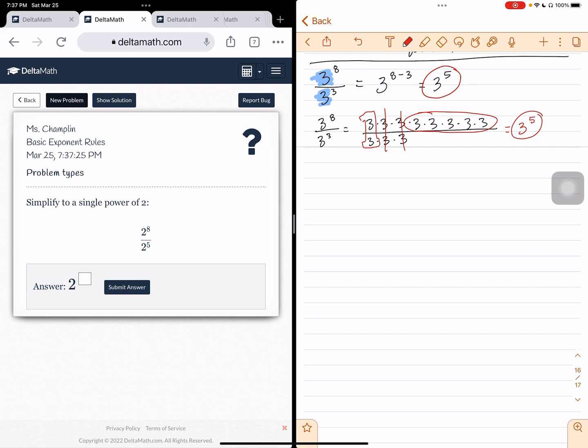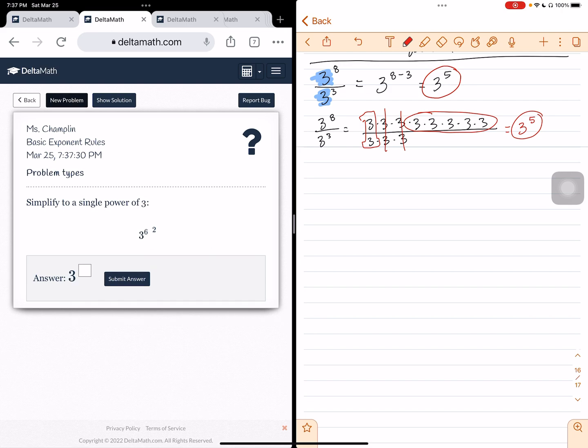This one's the same as before, so I'm going to skip that one. Okay, so this one's a new one. It's a power rule. So if we had 3 to the 6th power raised to the 2nd power, using the power rule, you would just multiply the exponents. This would be 3 to the 6 times 2 power, which is 3 to the 12th power.